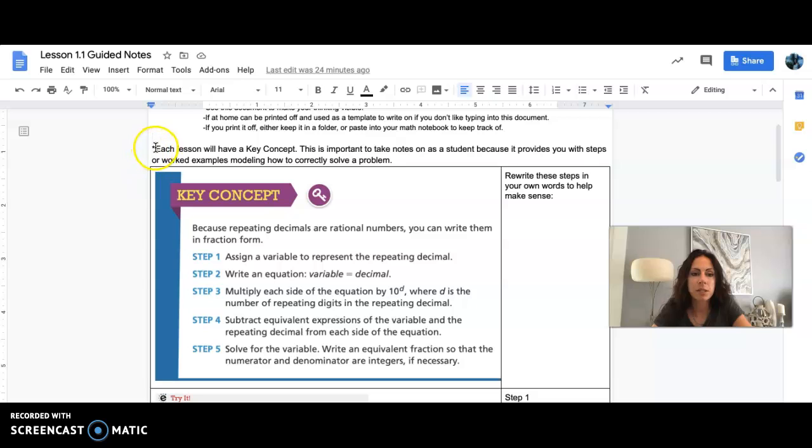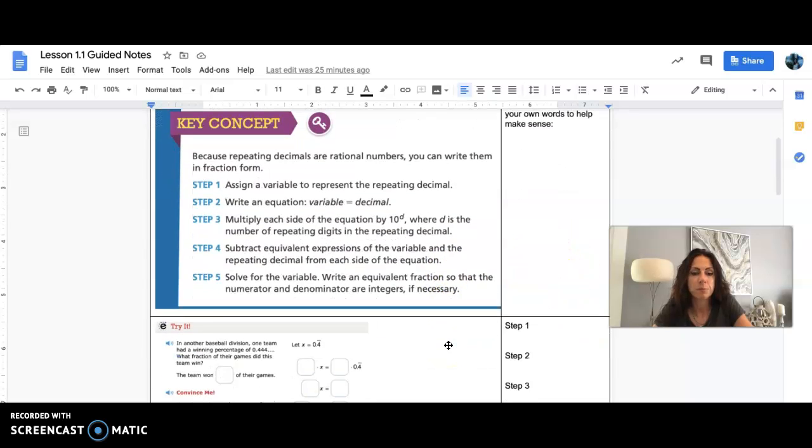Now, notice in Pearson, each lesson will have a key concept. This is the key way that you're going to be successful for this specific math concept. This specific math concept is 5 steps. So you would read and analyze the 5 steps, and then it's always better to put the steps in your own words so that it's easy for you to remember, because it's language you use. So there is a space for you to rewrite these steps in your own words.